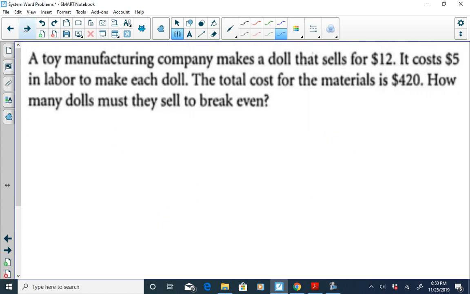Okay, I think this is the last of our systems problems. And this is what's called the break-even problem. When we have the break-even problem, we have to understand that in order for a company to break even, the costs have to be the same as the income. So let's read the problem. A toy manufacturing company makes a doll that sells for $12. It costs $5 in labor to make each doll. The total cost for the materials is $420. How many dolls must they sell to break even?